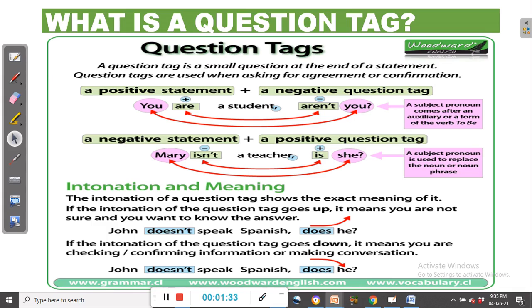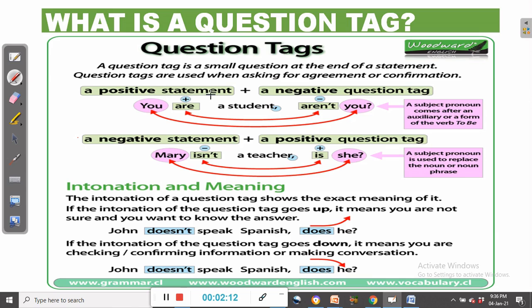Now, what is a question tag? A question tag is a small question at the end of a statement. Question tags are used when asking for agreement or confirmation. That's exactly the way question tags work. When you already have something as a notion or something you believe is true, and you are asking for agreement or the confirmation of the listener, you use a question tag.